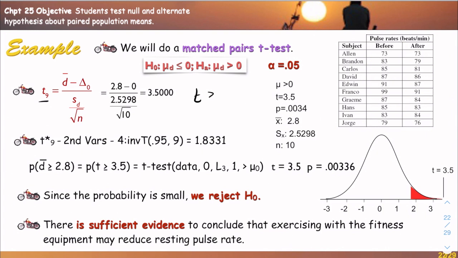Since the probability is small, we reject the null. And we say there is sufficient evidence to conclude that exercising with the fitness equipment may reduce resting pulse rates.